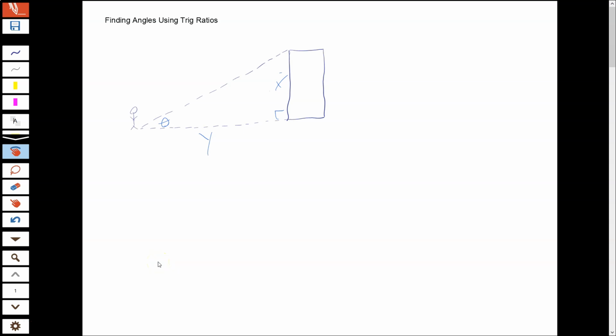Okay, in this lesson, we are now finding angles instead of sides using our trig ratios. So we're using our same SOHCAHTOA sine, cosine, tangent relationships, but we're interested in finding the angle. Let's say in this case, I knew how tall the building was and how far I was away from it, but I don't know the angle at which I'm tilting my head, right?